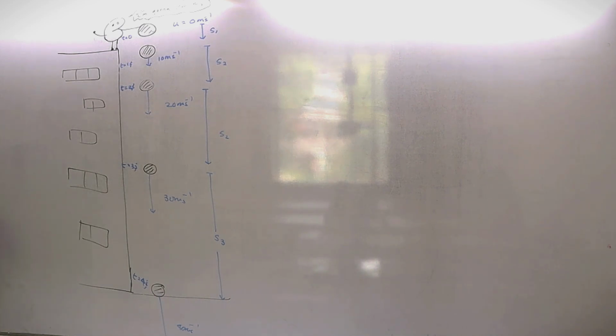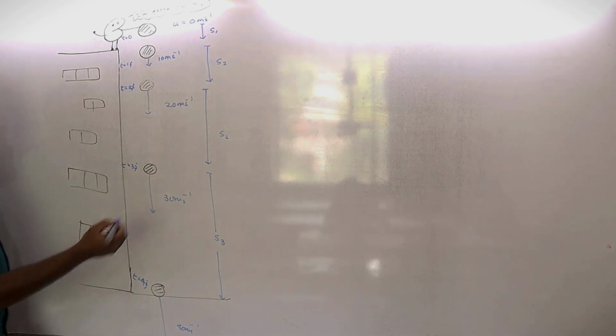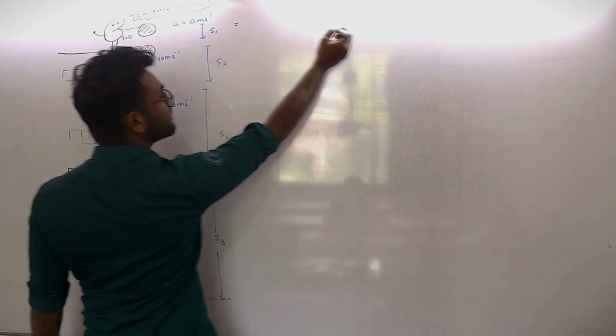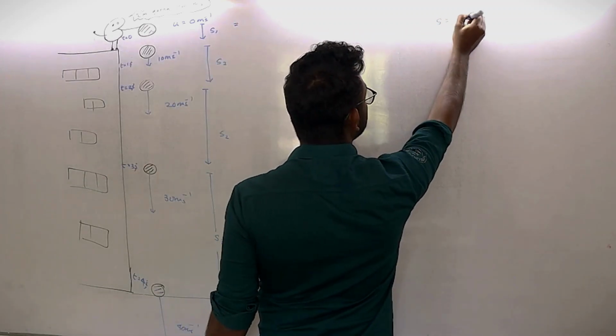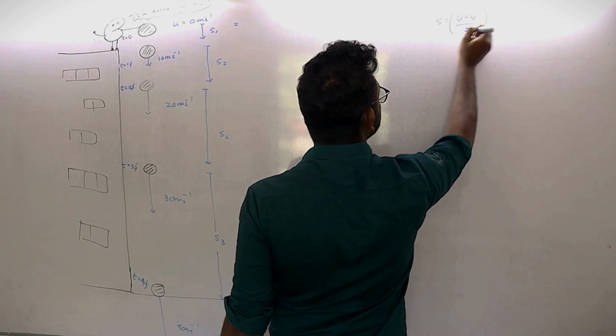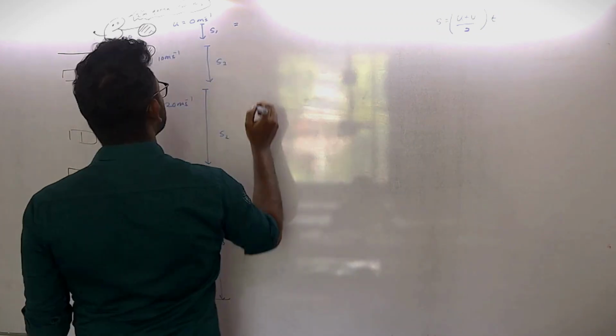So how do you find the displacements, guys? S1, S2, S3 and those things. You can use those 5 formulae. Out of that, I think the fifth one is going to be very easy, right? The fifth one will be very easy because the fifth is S equals (V plus U) over 2 into T. You can apply it here.